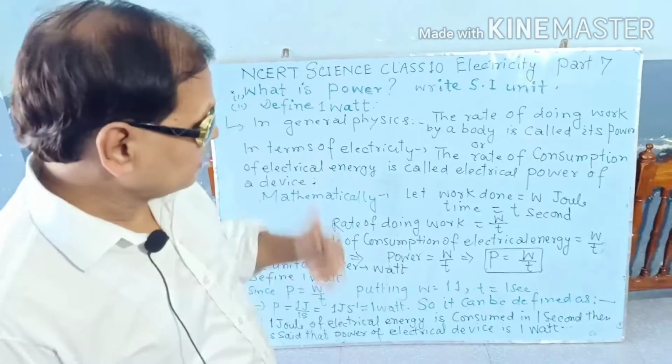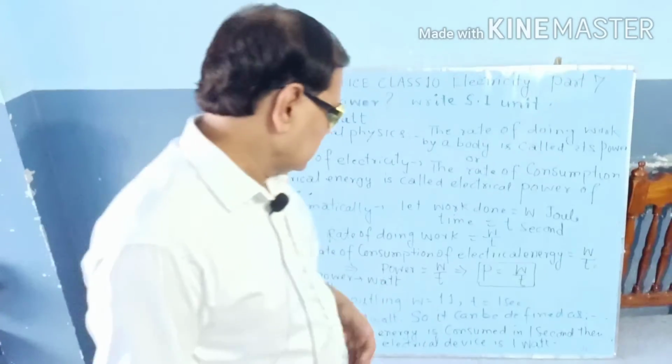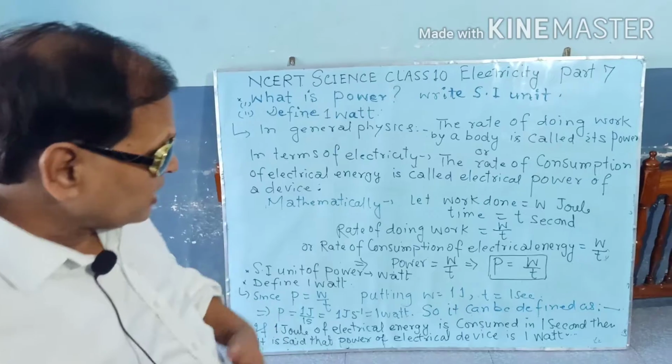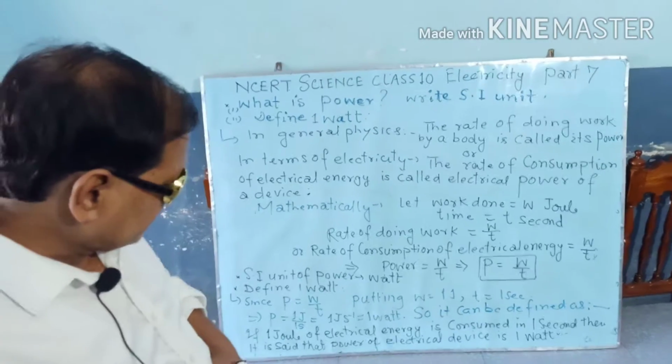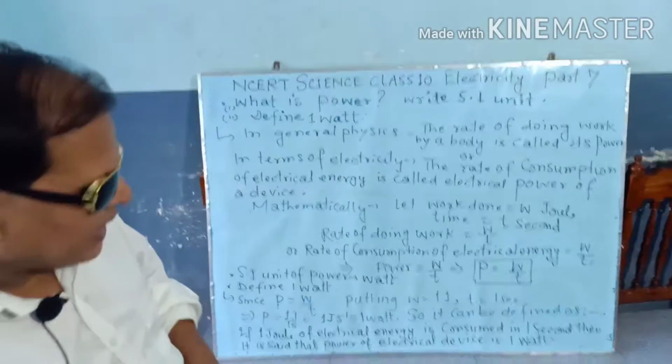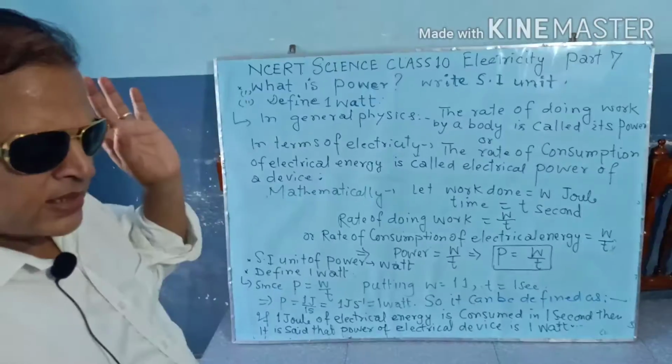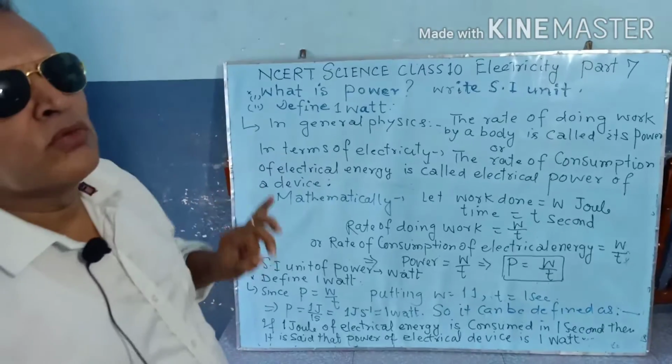So we can define electrical power in this way: if 1 joule of electrical energy is consumed by an electrical device in 1 second, then its power is said to be 1 watt.